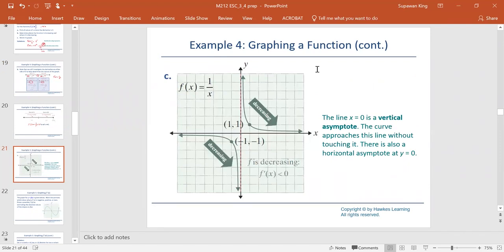To sketch the graph, as the function is not defined at the point 0, that is the vertical asymptote. On the left side, the graph is decreasing. On the right side, the graph is also decreasing.